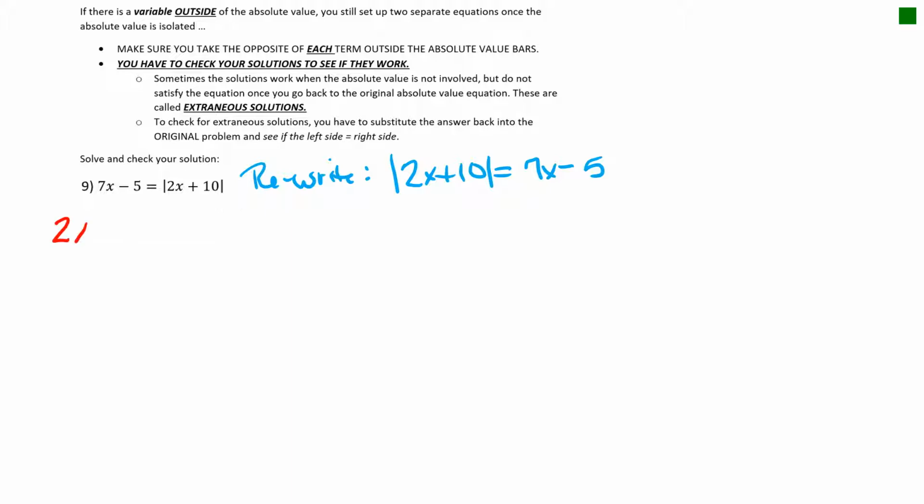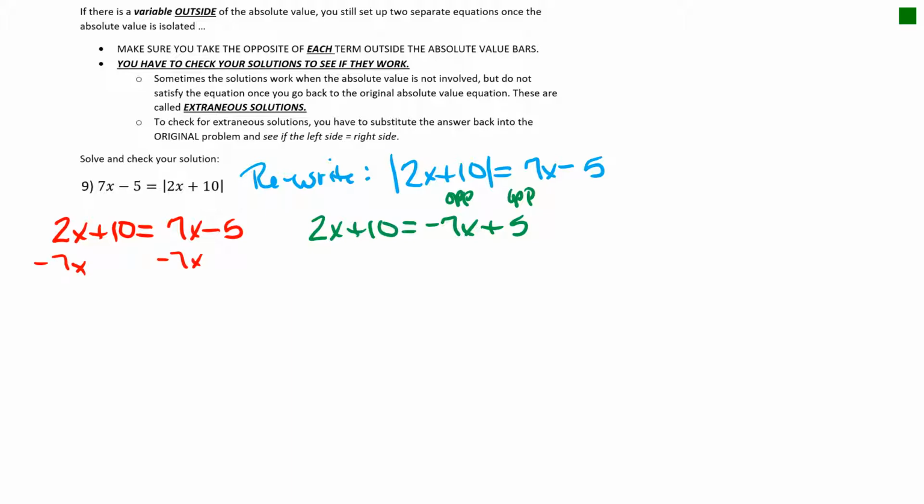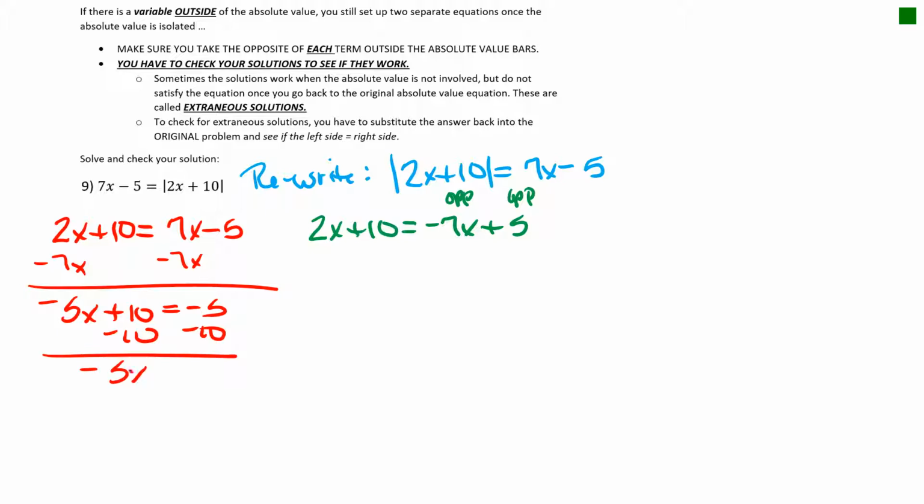So first of all, 2x plus 10 could equal 7x minus 5. Scenario number 2, 2x plus 10 could equal opposite, opposite. Remember, on this side, it's opposite, opposite. Okay? So we've got, oops, what am I doing writing in red? So we've got minus 7x, minus 7x. So we have negative 5x plus 10 equals negative 5, negative 10, negative 10. Negative 5x equals negative 15.